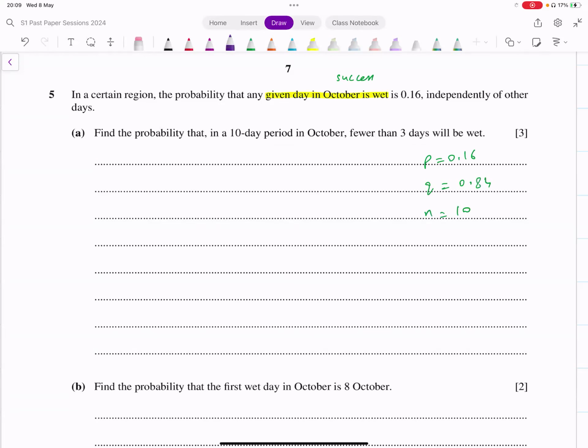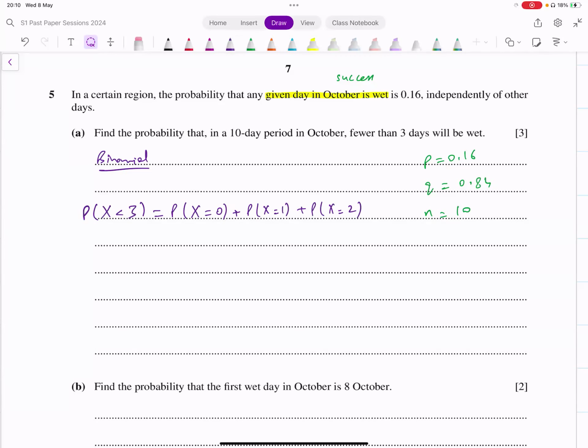That's a binomial distribution because we are looking for the number of successes. We want the number of successes to be less than 3. Fewer than 3 means less than 3. So what are we looking for? Probability of X being less than 3. That's what we want to find out. Now in binomial, we don't have a direct formula for any inequalities, right? We have to find the probability for each one of these cases separately: X equals 0, X equals 1, and X equals 2, and then add them up together.